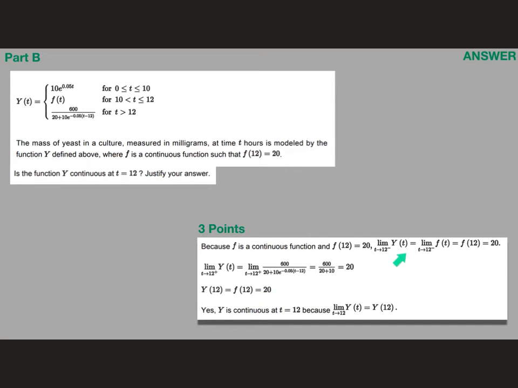So that function value is 20. You had to incorporate all 3, and yes, you did that function value right here for f, but you had to include all 3. Finally, you say yes, it's continuous because the limit as t approaches 12, both coming from the left and the right, matches the function value of 20.